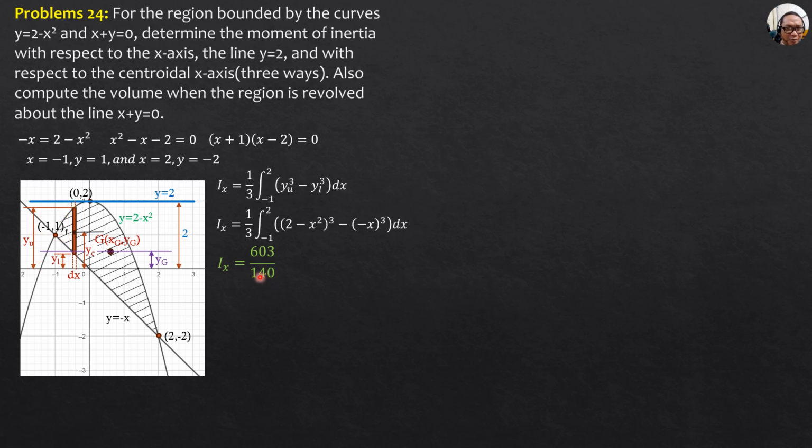Therefore, I with respect to y equals 2, I just call it I sub 2, is equal to 1/3 integral of the quantity 2 minus lower y, cubed, minus the quantity 2 minus upper y, cubed, dx. The lower y is simply negative x, so this becomes 2 plus x, quantity cubed, then minus 2 minus the upper y, which is 2 minus x squared for the parabola. That's 2 minus x squared. And then we simplify.